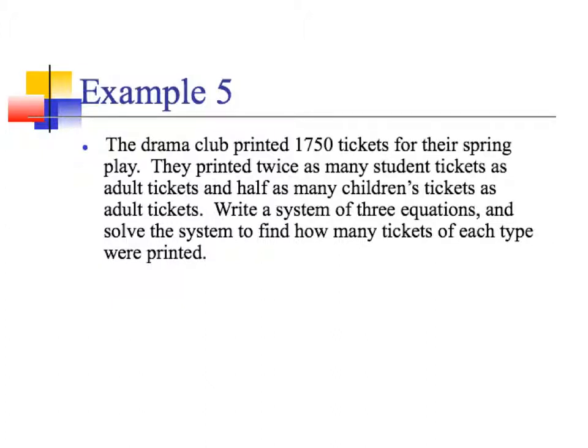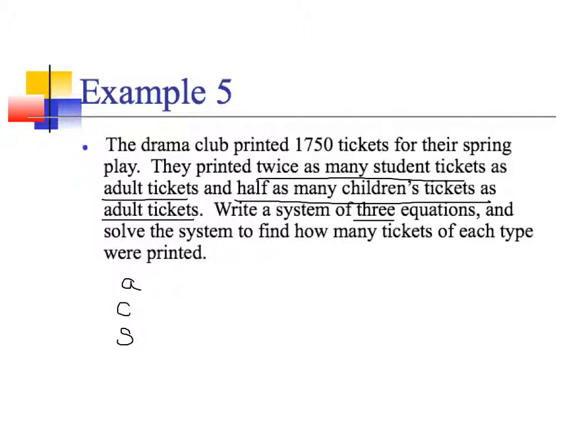Okay, finally. So let's look at this last example. The drama club printed 1,750 tickets for their spring play. They printed twice as many student tickets as adult tickets, and they printed half as many children's tickets as adult tickets. Write a system of 3 equations and solve that system to find how many tickets of each type were printed. Well, what I know is that I have adult tickets, and I also know that I have student tickets and children's tickets.